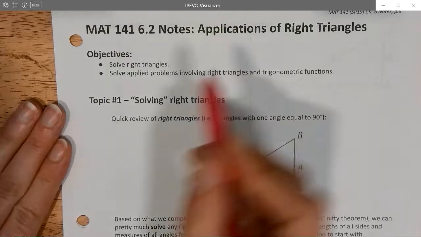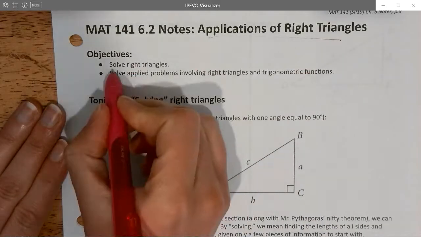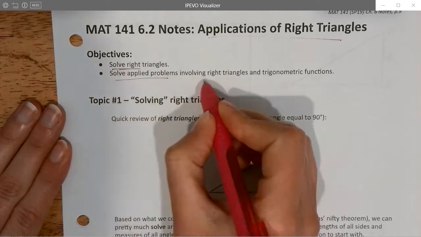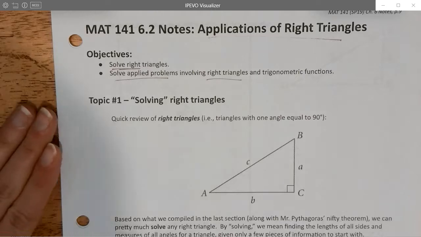Section 6.2 is on applications of right triangles. Our objectives are going to be to solve right triangles and to solve applied problems that involve right triangles. Topic 1, solving right triangles.